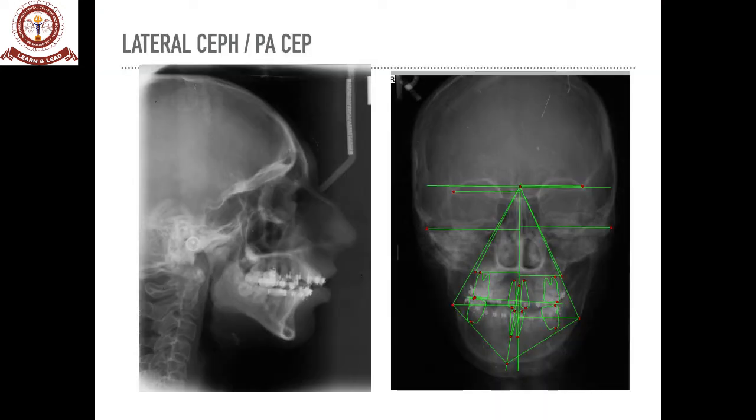Manually we can do Burstone's analysis and the PSF analysis. Now in the digital era, once we get a CT scan done for these patients, we can load the CT scan into the computer, and there are certain software that can give us these analyses digitally. So we can have a ceph traced digitally, and a PSF traced digitally. So what do we do with these tracings?